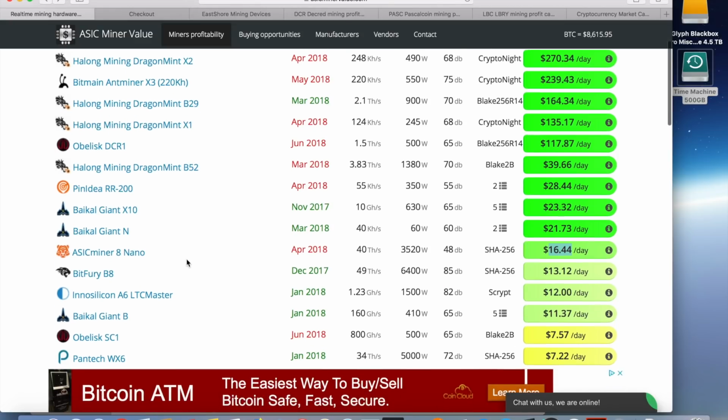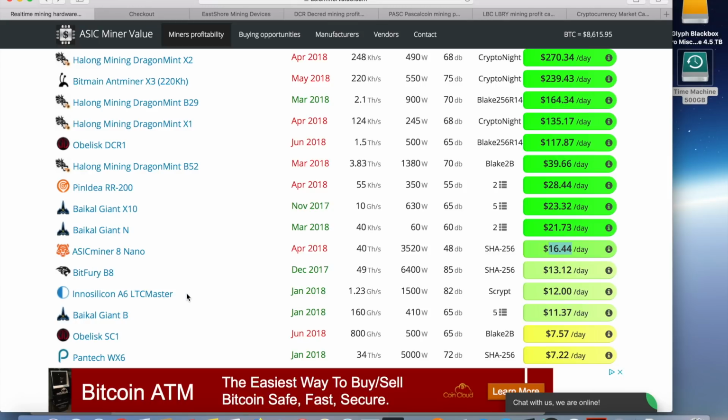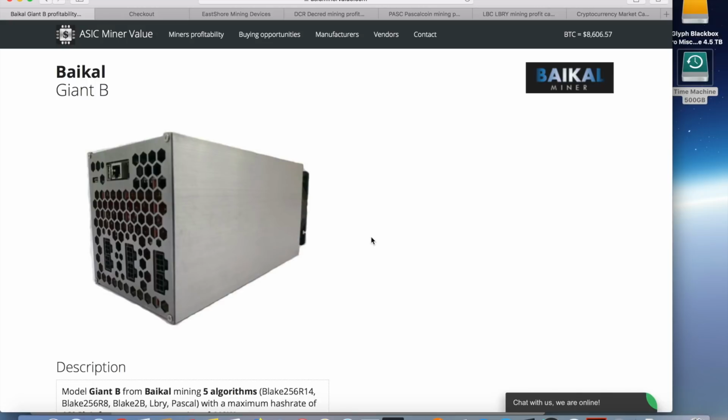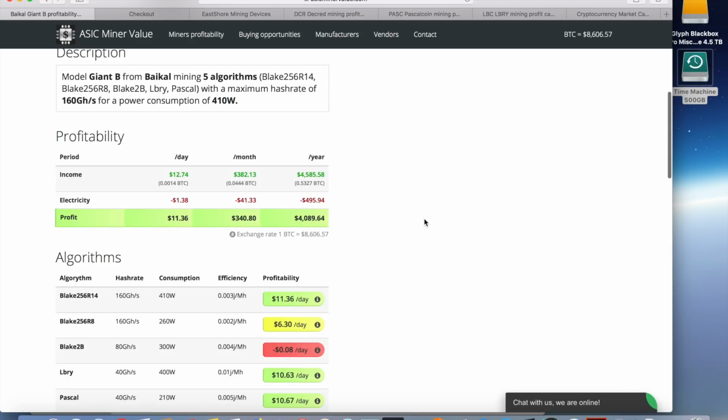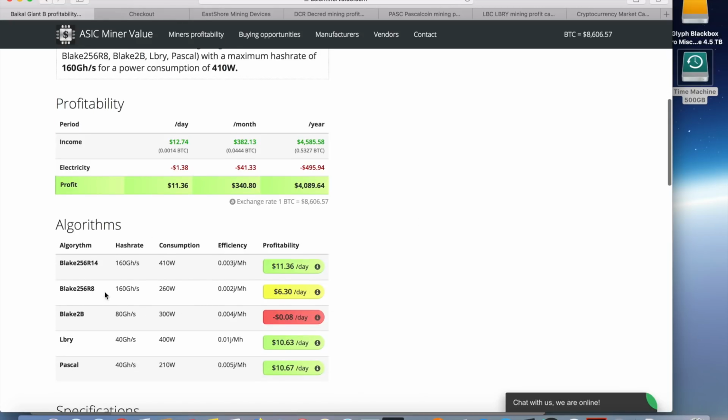Okay, what I did come across here that looks fairly decent, and I did some pretty deep digging on it, was the Baikal Giant B. The Baikal Giant B is a multi-algorithm miner. Mainly it does five algorithms. Two of them are on the poor side, and three of them are on the pretty good side. First, you have the Decred right here, 11.36 a day at this very moment.